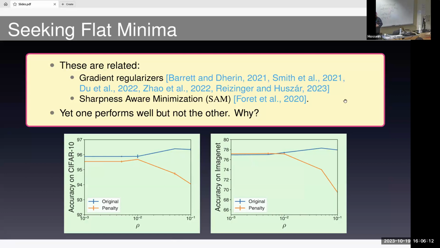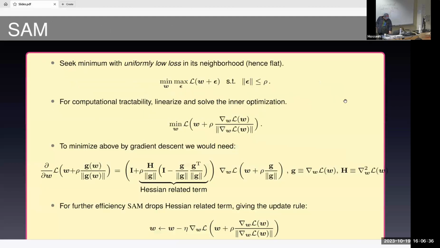So if you really start to provide a strong regularization, then that regularization is going to help SAM, but the same regularization actually is going to damage the performance for gradient penalty with ReLU. And now, based on these ideas, we should expect that if we replace ReLU with the smooth version of that, it should fix it.